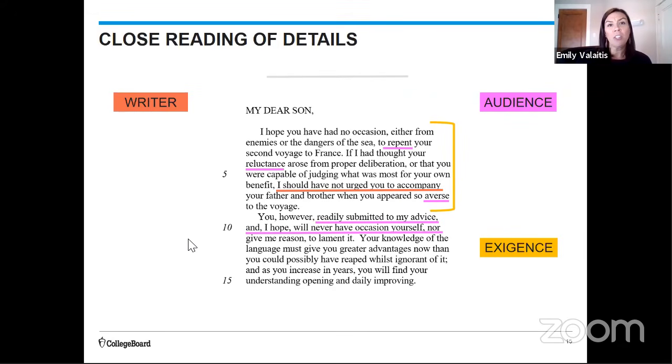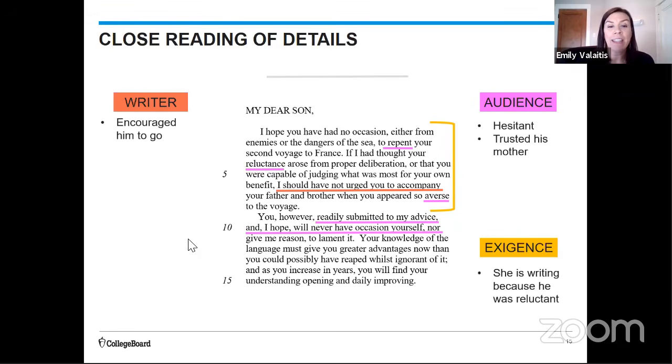So going back to that first paragraph, the exigence is telling us a lot about why she's writing. Again, this is not a "hey son, here's what's going on around the colony right now." Instead, she knows that she needs to respond to some of the anxieties and the insecurities that he's feeling. She knows that he was reluctant. So we're learning more already about the rhetorical situation than what we had in that previous two-sentence description.